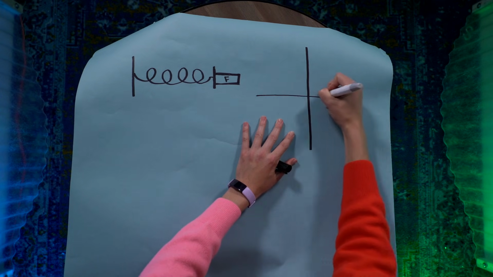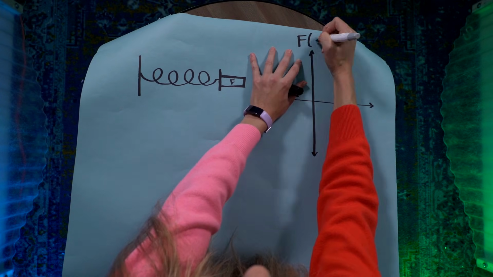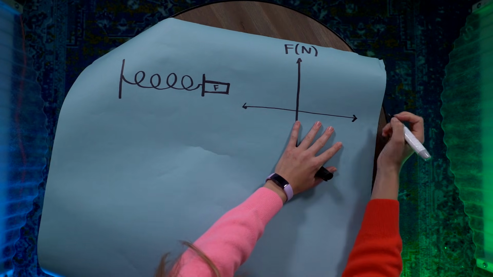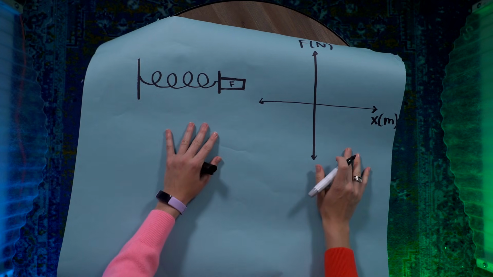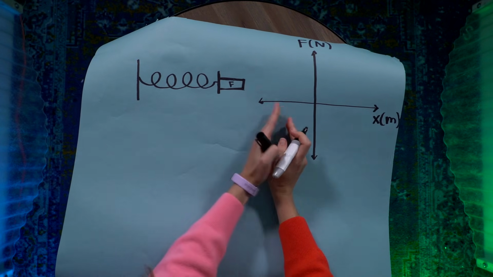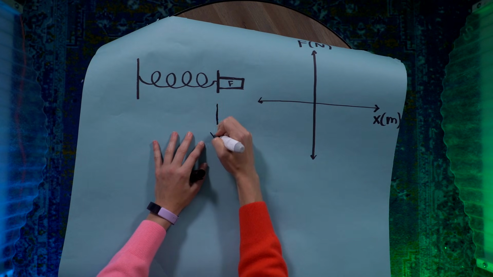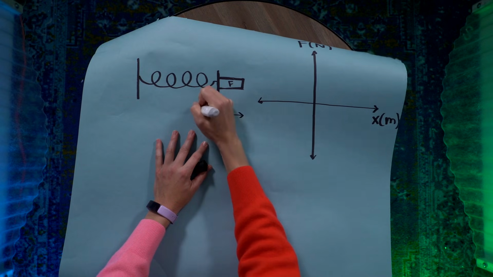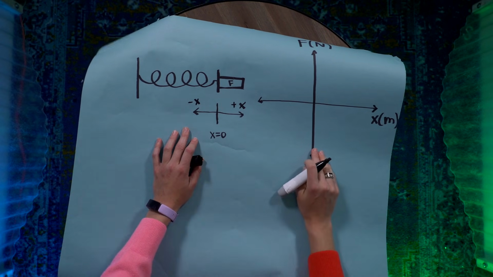So on my graph, yeah, I'll draw it over here. On my graph, I've got force on the y-axis in newtons, and I've got displacement on the x-axis in meters. And by displacement, I mean how much the spring is stretched or compressed from its rest position, and we'll call the rest position right here x equals 0. So I can either go forward, positive x is stretching, or backward, negative x is compressing.